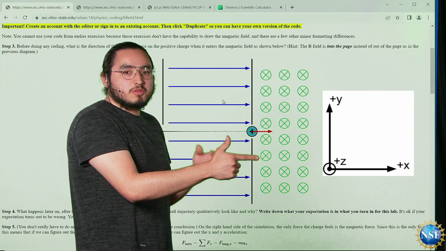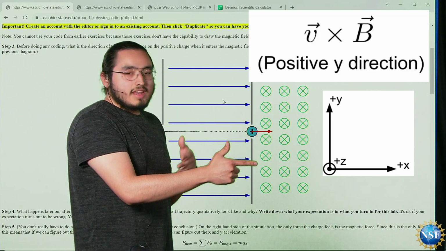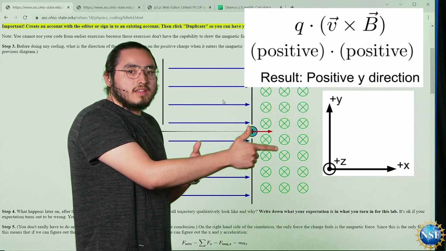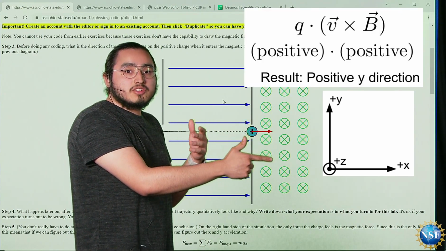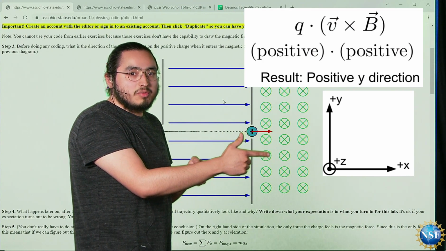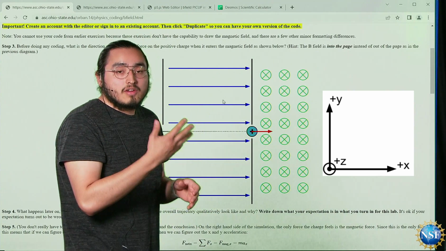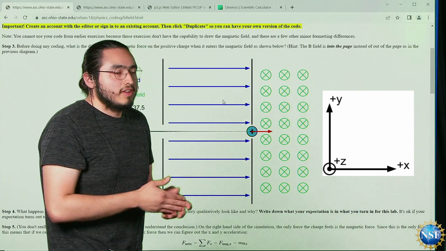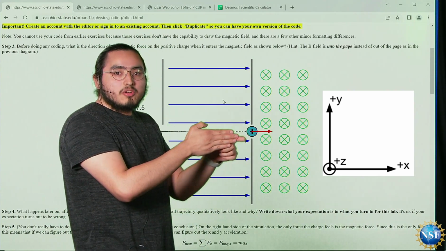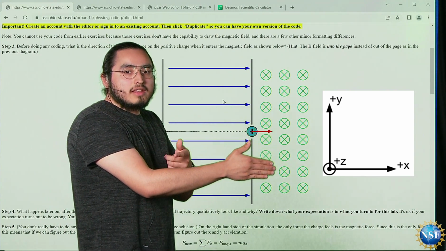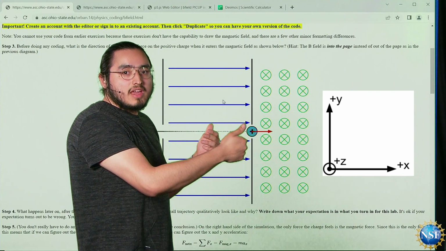So our V cross B value is positive, and now we multiply it by Q, which is also positive. Thus, we know that the direction of the force acting on our particle will be in the positive Y direction, or the up direction. Now for the other right-hand rule, which is very similar: our middle finger is in the direction of the velocity, and the magnetic field is into the page.